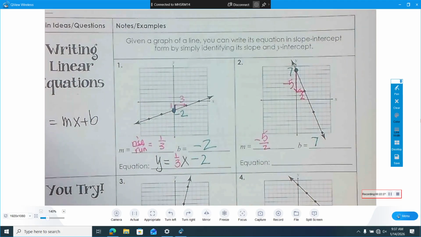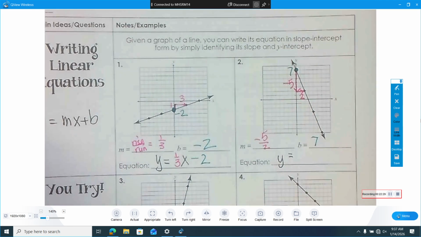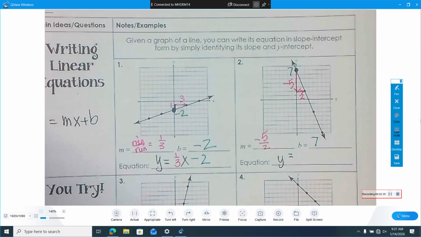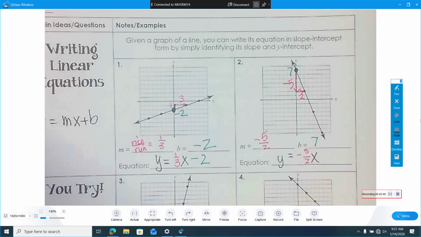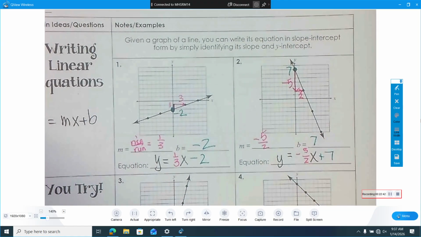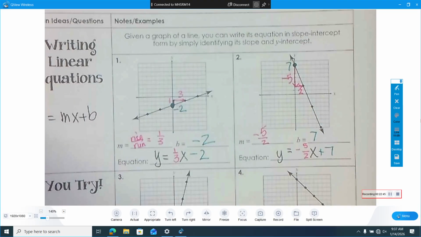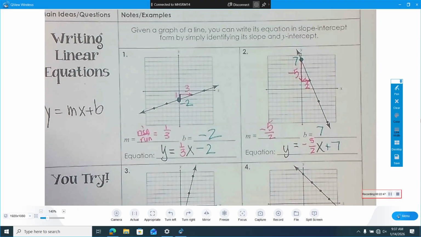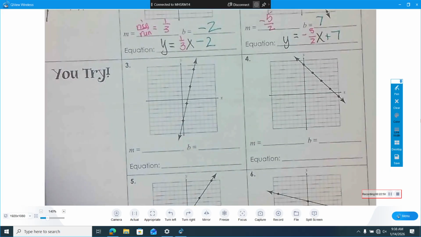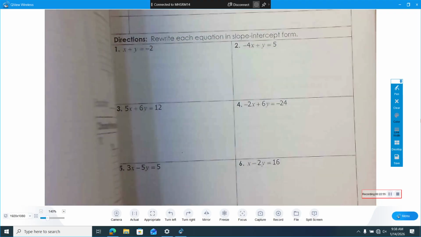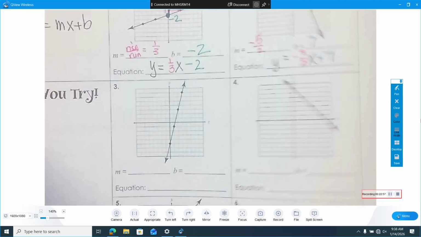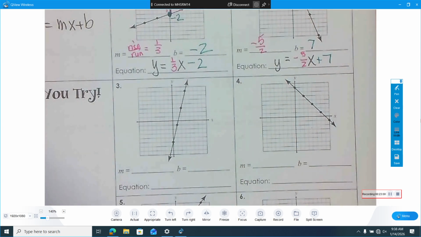-5/2. And so my equation, an equation always has to have two sides. So you have a y equals, and then what? -5/2 x, and then plus 7. -5/2 x plus 7. Do you get that? Pretty easy? Well, I'm going to give you about 3 minutes to try the rest of that page. And then we'll be done.